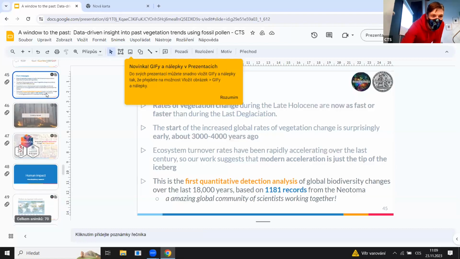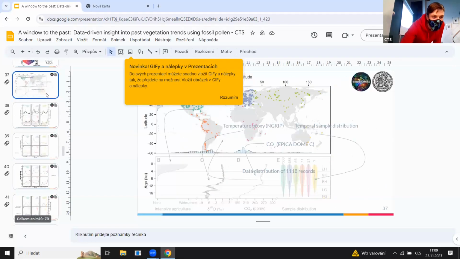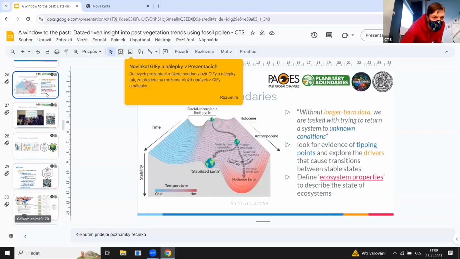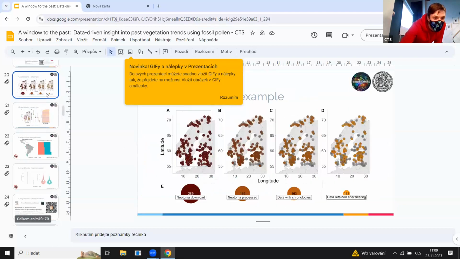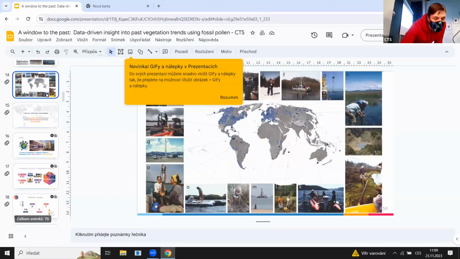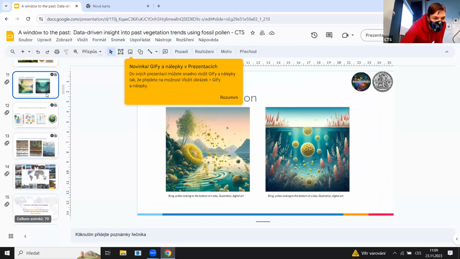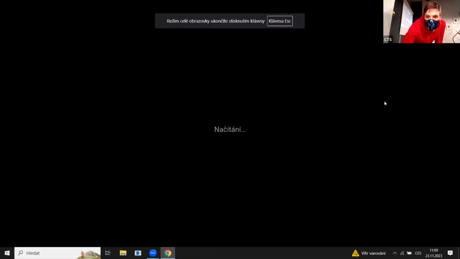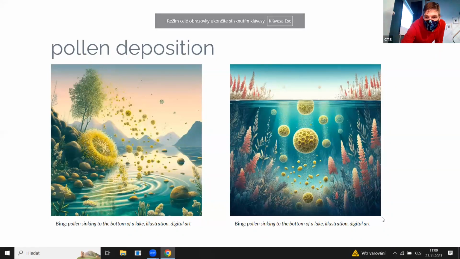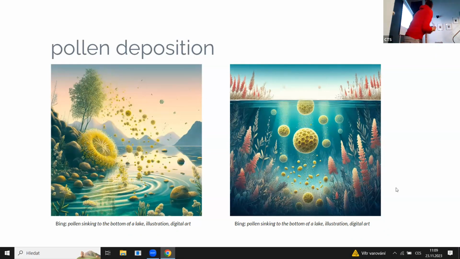The prompts are always there. I use Bing, which seems to be actually okay. For some of these, that's at the beginning. Or the prompt is in tiny letters. Yeah. Pollen sinking to the bottom of the lake, comma, illustration, comma, digital art. For both of them. Wow.